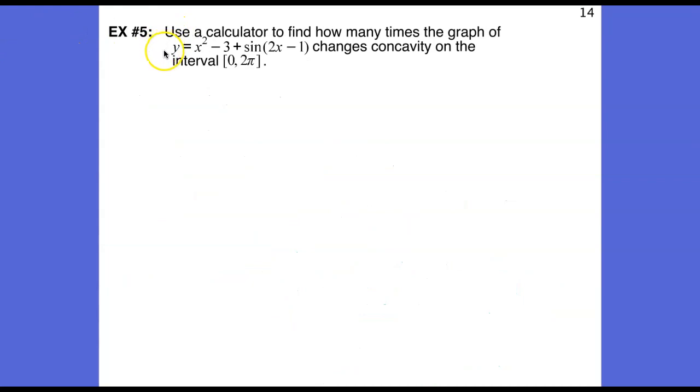In example 5, we're told to use a calculator to find how many times the graph of y equals x squared minus 3 plus sine of 2x minus 1 changes concavity on the interval from 0 to 2 pi. So we'll begin by taking a couple of derivatives. So y prime is going to be 2x, and the derivative of negative 3 is 0, plus, and the derivative of sine is cosine 2x minus 1, and then via the chain rule, the derivative of the inside is 2, so 2 comes out.